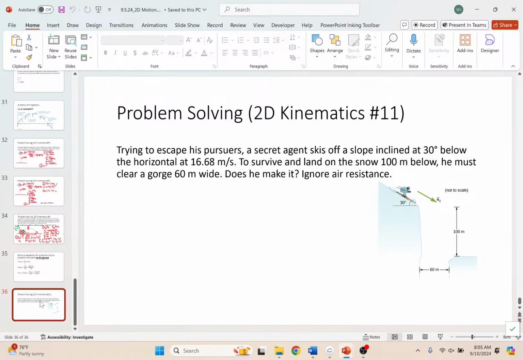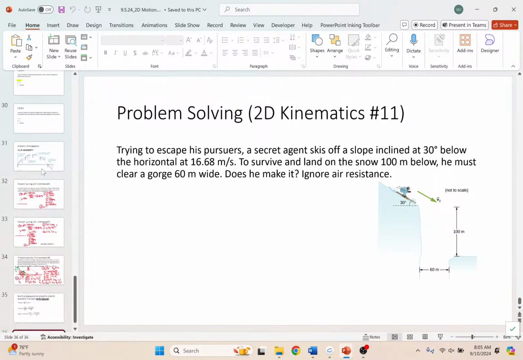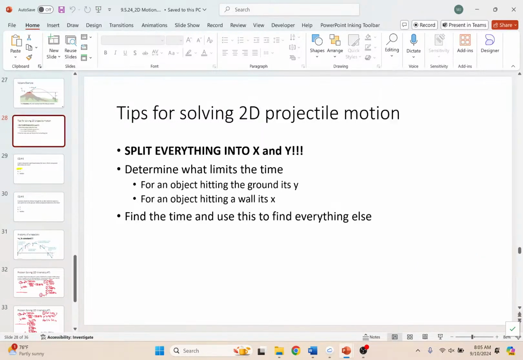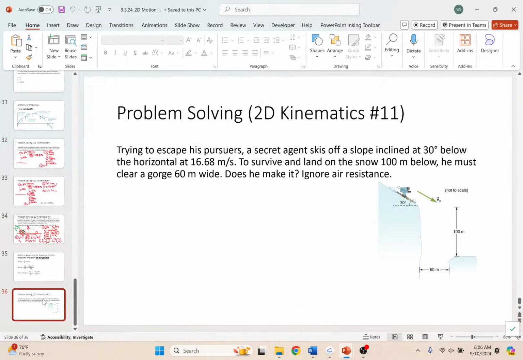It's a really interesting question because remember, there were a few tips I gave you all. Split everything in X and Y, and the next one, determine what limits the time. Is it the Y coordinate or the X coordinate? Is it hitting a wall or is it hitting a floor? But in this problem, you don't actually know which one is going to happen. Are they going to hit the wall or are they going to hit the floor? So it's an interesting problem because you have to actually determine which one is limiting by doing the math. And I'll leave that for you all.